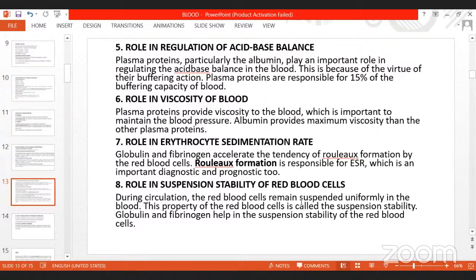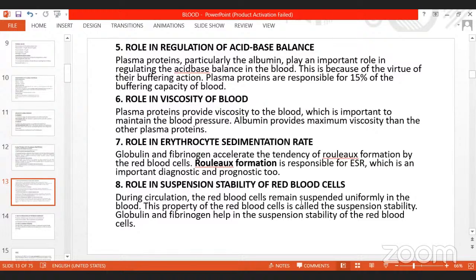Next, coming to the erythrocyte sedimentation rate, globulin and fibrinogen accelerate the tendency of rouleau formation by the red blood cells. Rouleau formation means the piling up of RBCs in the blood, and this rouleau formation is responsible for ESR, or erythrocyte sedimentation rate, which is an important diagnostic and prognostic test.